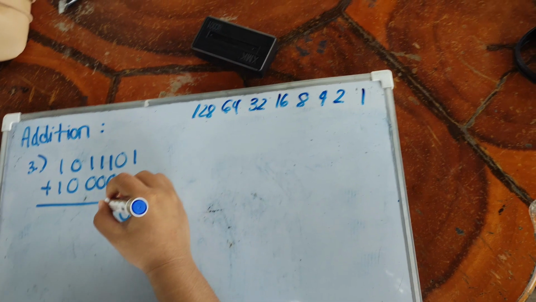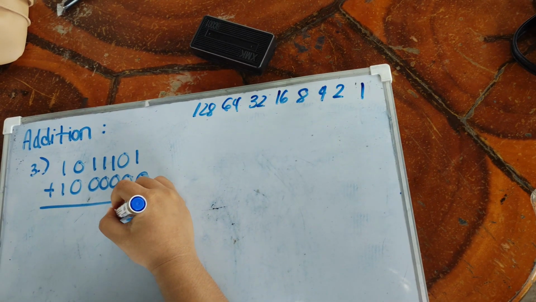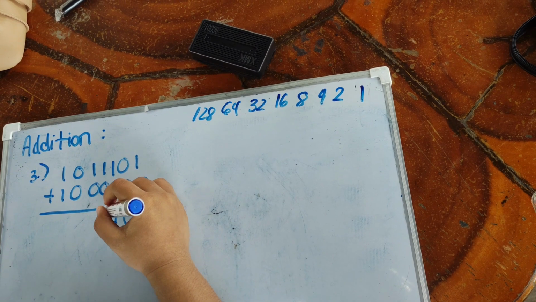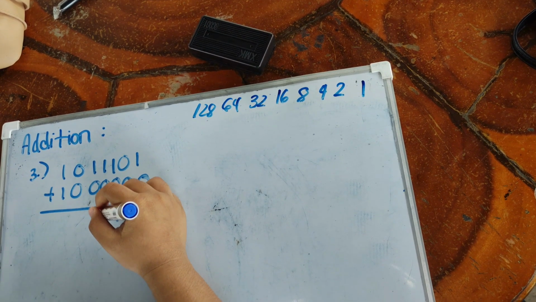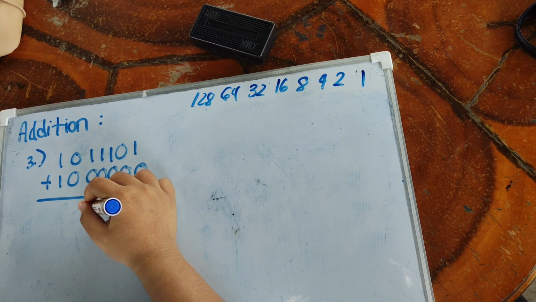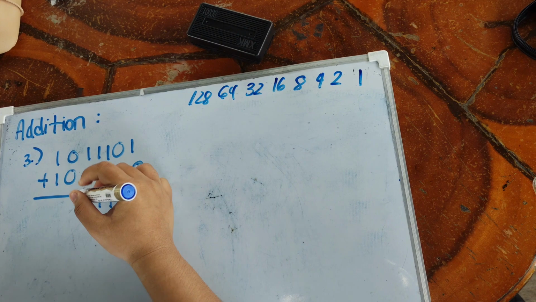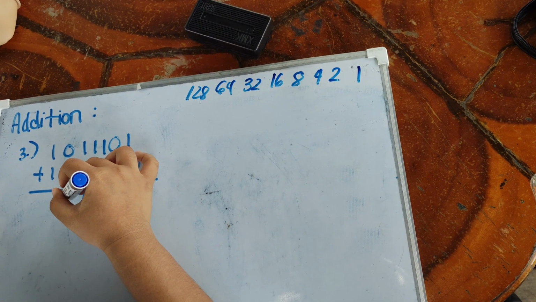To the next bit, 1 plus 0 equals 1. And then the next bit, once again, 1 plus 0 equals 1. And then the next bit, 1 plus 0 equals 1. And then to the next bit, 0 plus 1 equals 1. And there we have 0 plus 0, which equals 0.